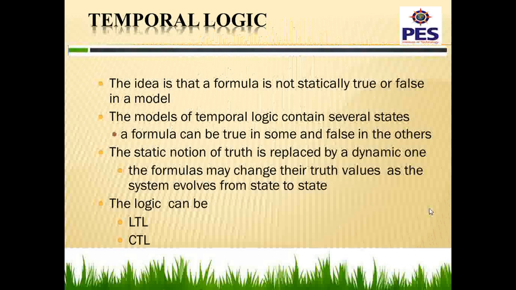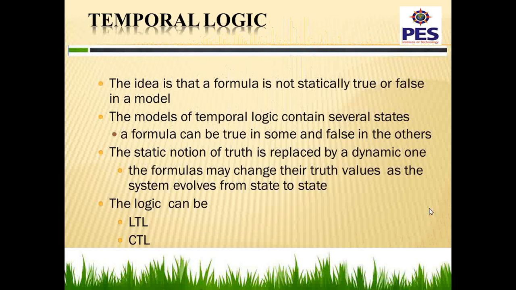The idea is that a formula is not statically true or false in a model. The formula we are checking has not yet been decided to be true or false within that model. If that formula is true in some model, it might not be true in another model. So we have seen many model checking properties. If we take some formula and feed it to any model checker algorithm or method, that formula may be true in some models and false in others. The model of temporal logic contains several states. A formula can be true in some and false in others.